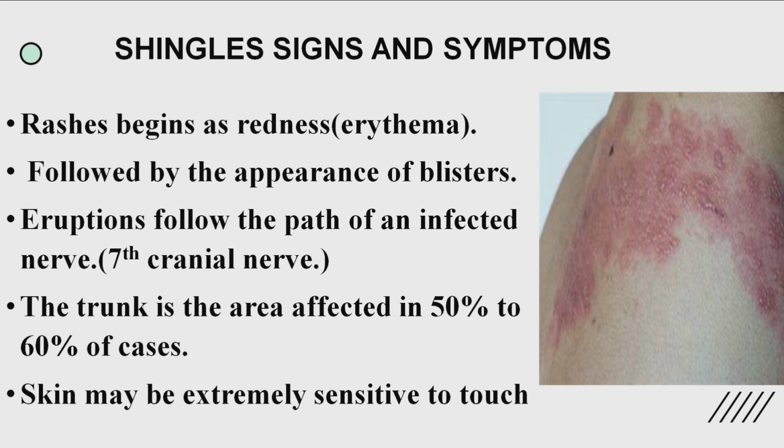The trunk is the major area affected. In almost 50 to 60% of cases, we affect the trunk. Skin may be extremely sensitive to touch. You can understand why: the skin is sensitive because the nerve endings are affected. That is the sign for shingles.